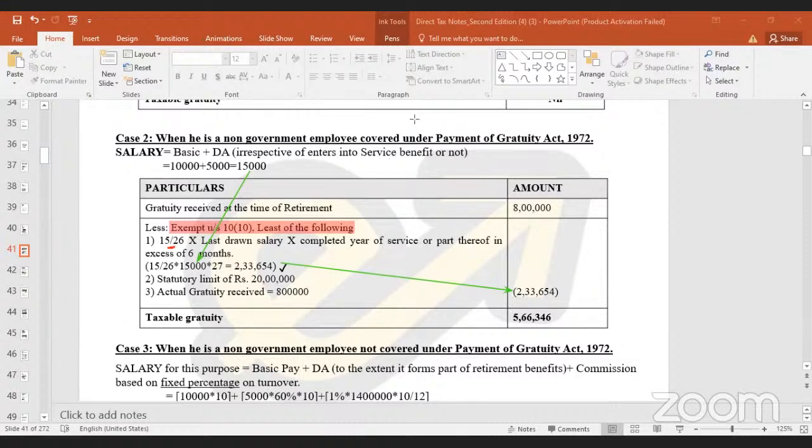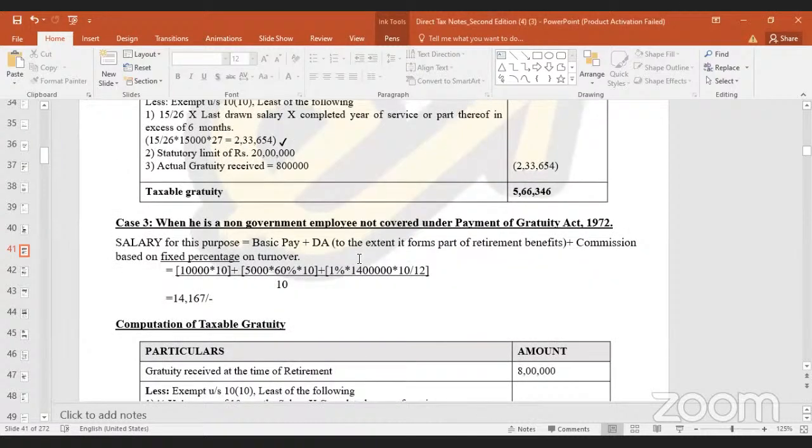Next one. Hope you understood regarding a non-government employee covered under the Payment of Gratuity Act. Next one, a non-government employee who is not covered under the Payment of Gratuity Act. What is the definition of salary for them? You're supposed to consider 10 months of average salary.